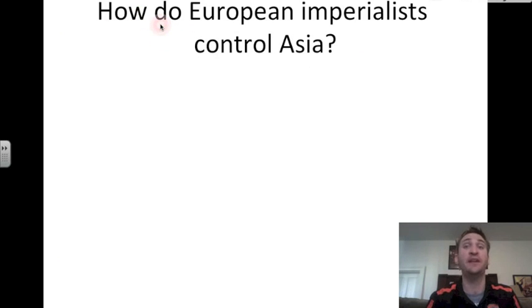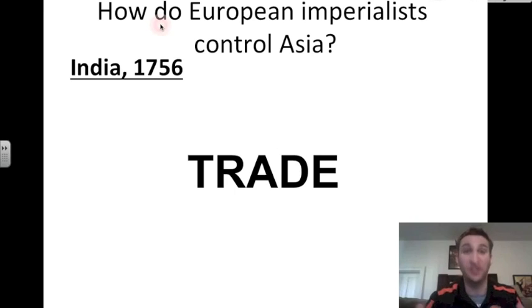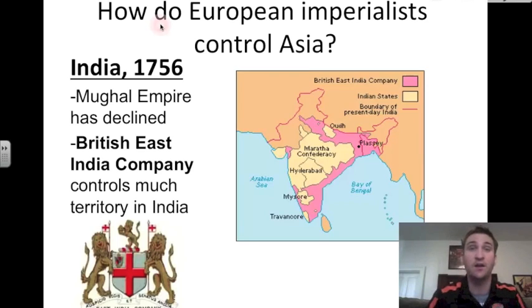How do European imperialists control Asia? They can get to Asia more easily, but how do they control this continent? Let's go to India. The year is 1756, and the word is trade. The Europeans, especially the British, want India. The Mughal Empire in India has declined, and the British East India Company starts to control much territory in India.